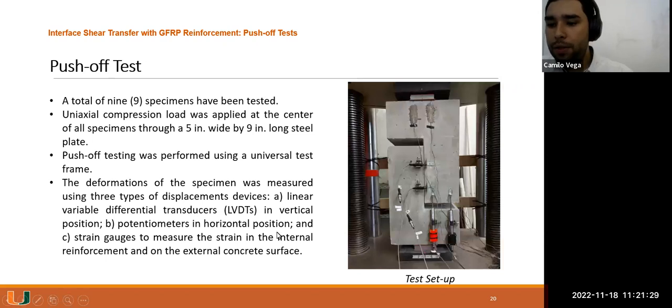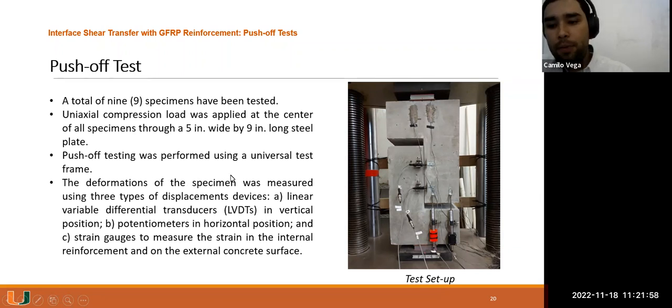Okay, this picture depicts the test setup of the specimens. A total of 9 specimens have been tested. Uniaxial compression load was applied at the center of all specimens through a 5 inches by 9 inches long steel plate. The push-off testing was performed using a universal test frame.